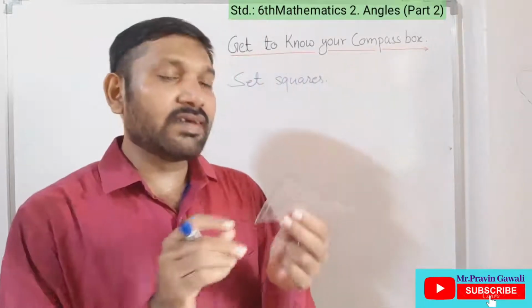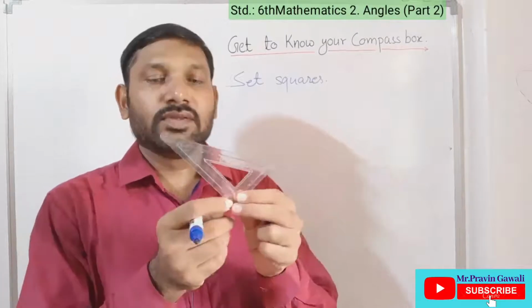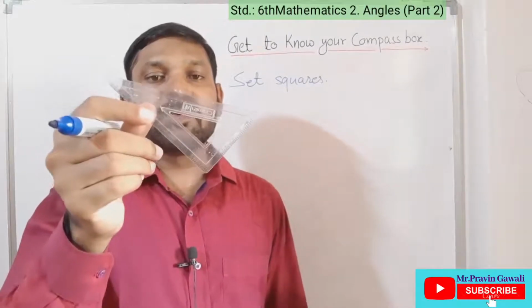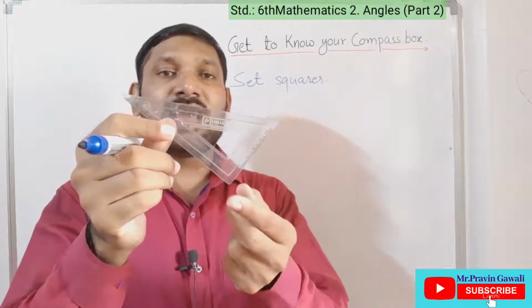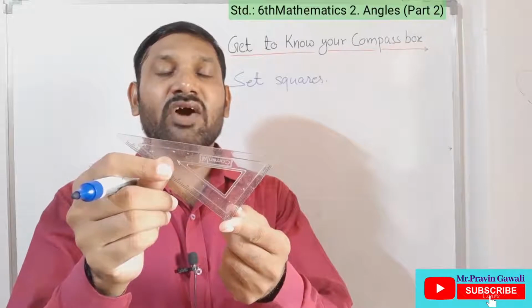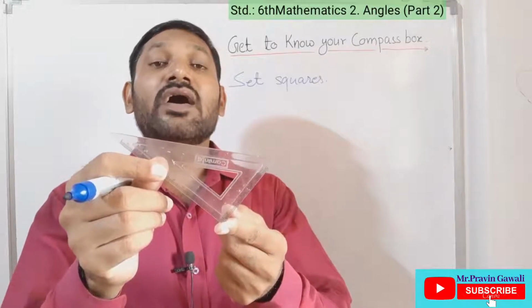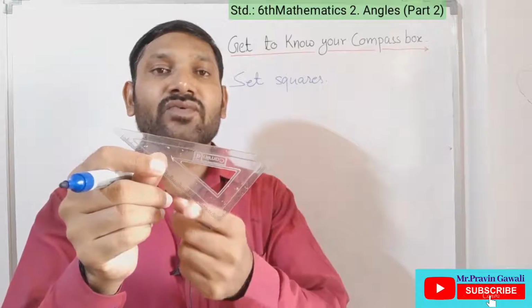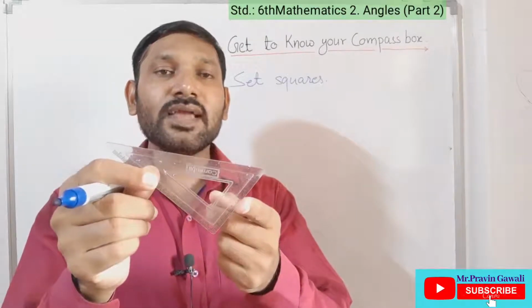See, student, this is one set square. Can you see? So this is a set square. This angle is 90-degree. If you want to draw a figure of 90-degree, or an angle which forms 90-degree, then directly you draw like this. Okay, very good.